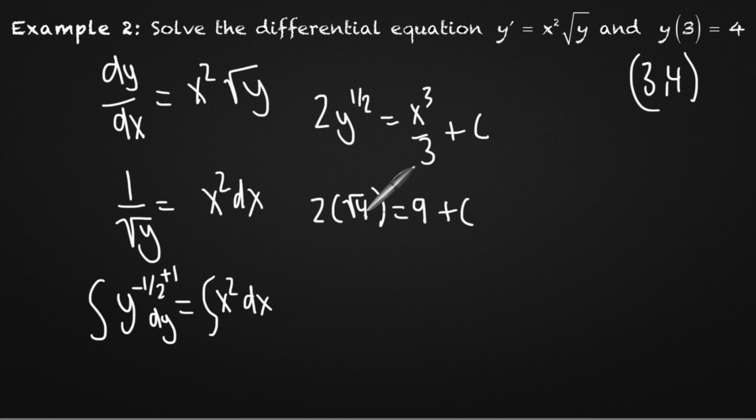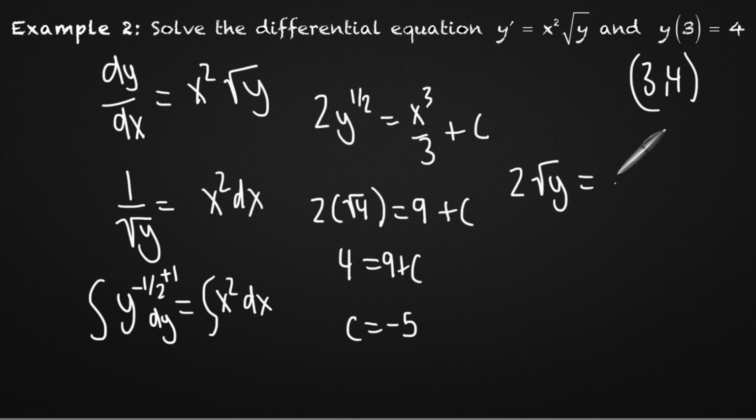Square root of 4 is 2 times 2 is 4. And so my c is negative 5. So now if I go back, I will have 2 times, I'm just going to change this as the square root of y equals x cubed over 3, and it would be a minus 5.